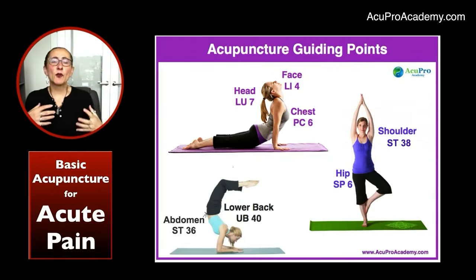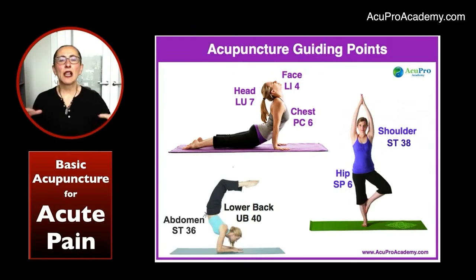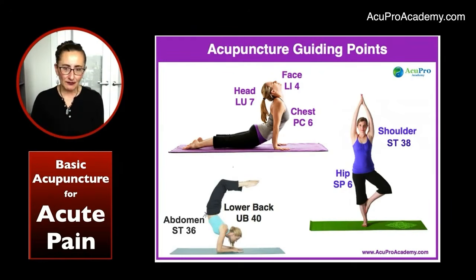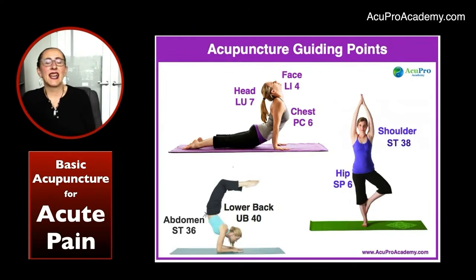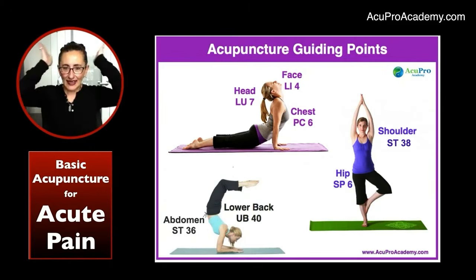But we also want to put distal points that are going to help really bring lots of circulation and allow the pain to get better in that area. So distal points like Lung 7. I love Lung 7 because it is, as a reminder, the commander point of the head and neck, right?